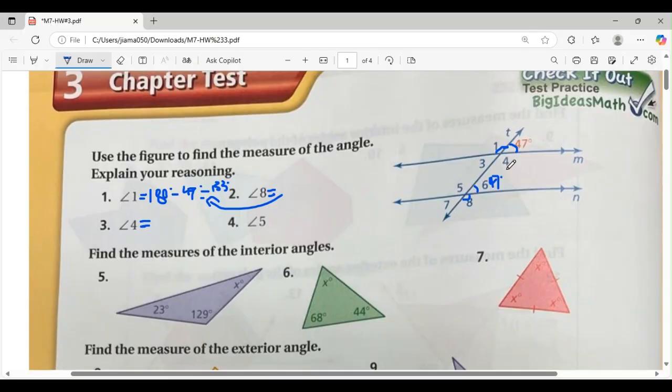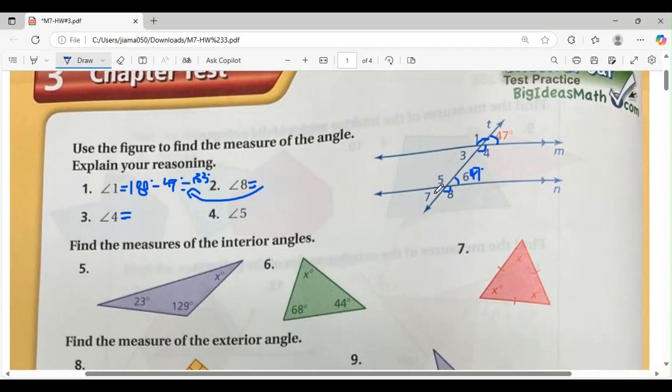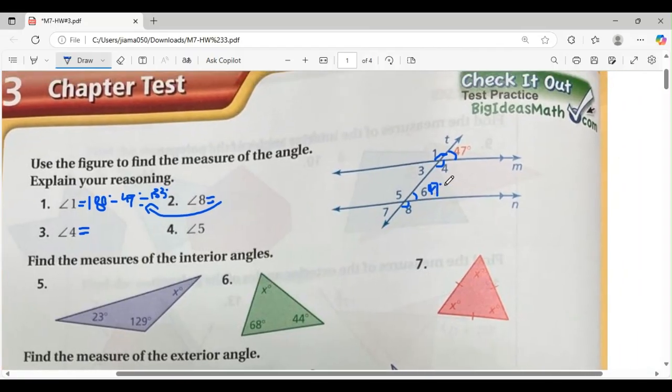Okay, number 3. Angle 4 is right here. So we also need to use 180 degrees minus 47 equals angle 4, which is 133, the same as number 1 and number 2.